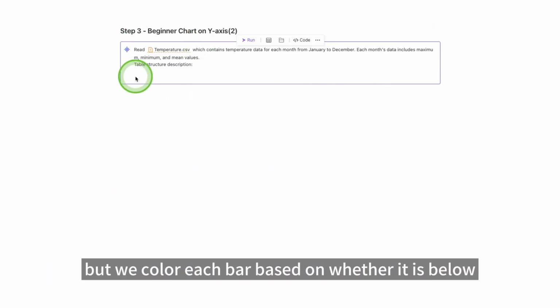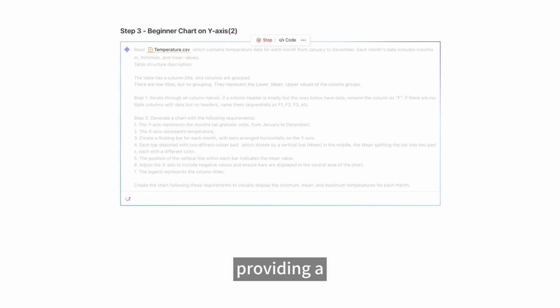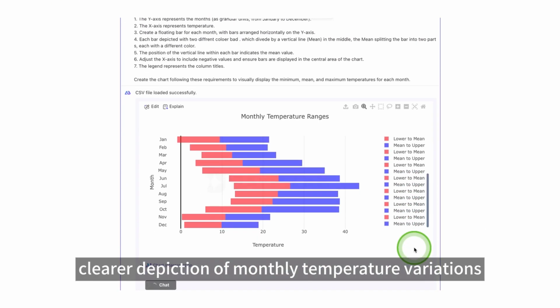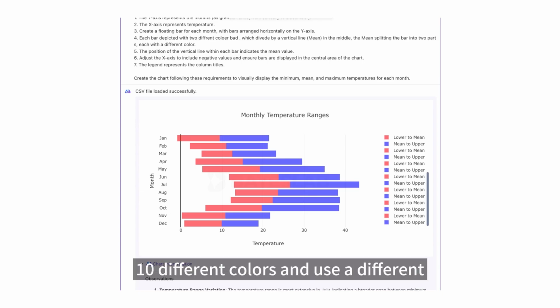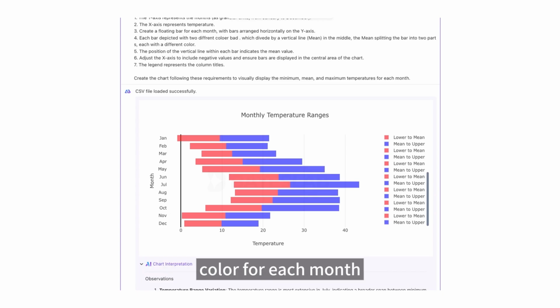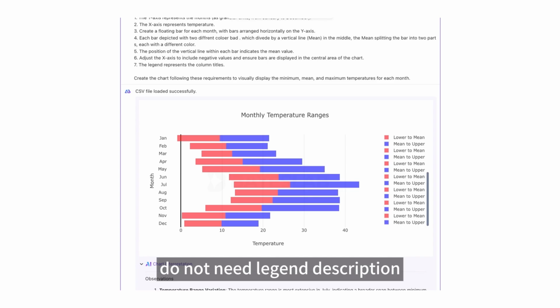Step 3. This step is similar to Step 2, but we color each bar based on whether it is below or above the mean value, providing a clearer depiction of monthly temperature variations. Further, using the fine-tuning feature, add a prompt. Randomly select 10 different colors and use a different color for each month. Ensure the colors have clear differentiation. Do not need legend description.